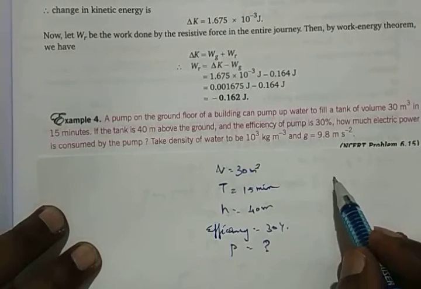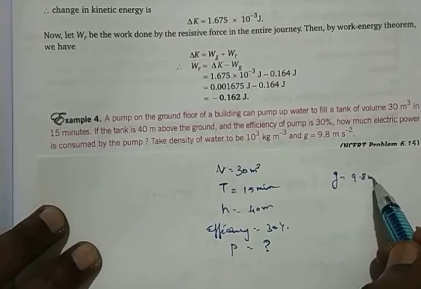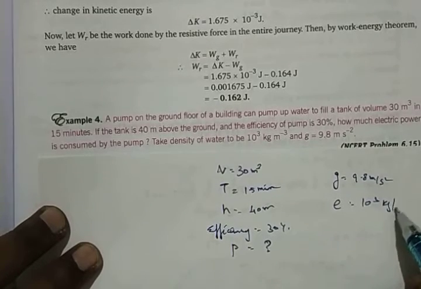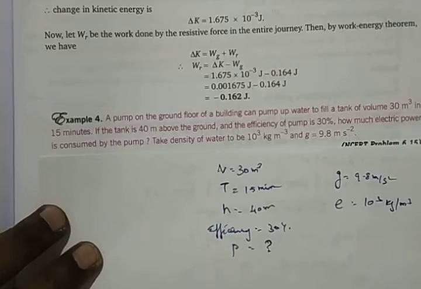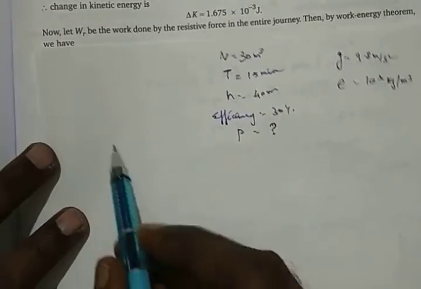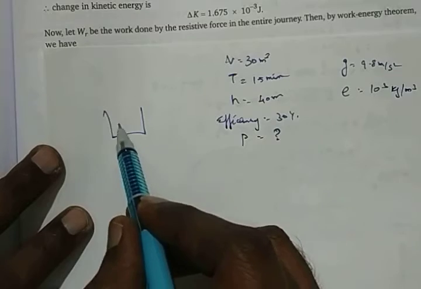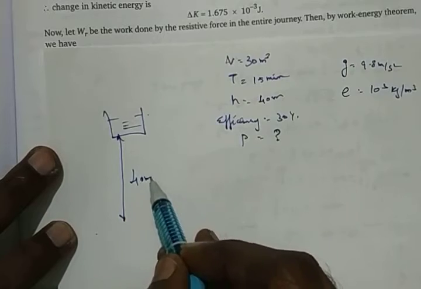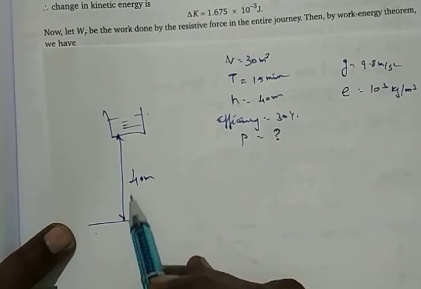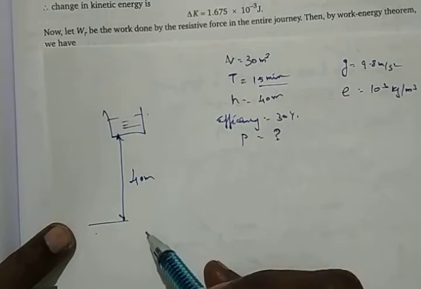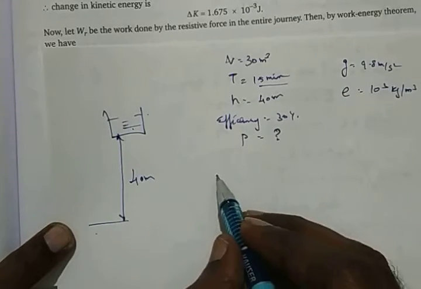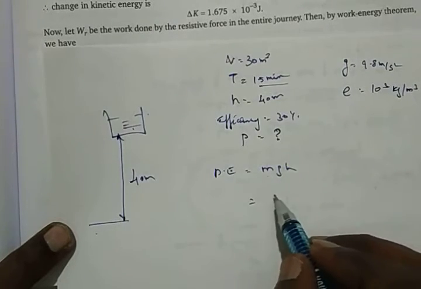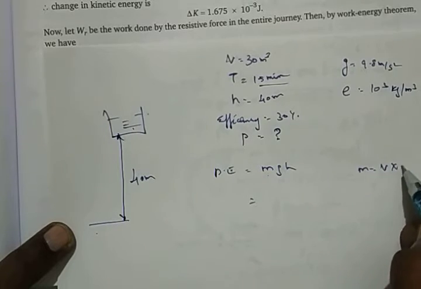Take these as constants. g is equal to 9.8 meter per second square, and rho, the density of water, is equal to 10 to the power of 3 kg per meter cube. So the first thing is you need to find the value of, this is the tank and it is above the ground, 40 meters, and within 15 minutes it is filling up. Now we need to find the mgh here. Potential energy is equal to m into g into h. So what is mass? Mass is equal to volume into density.